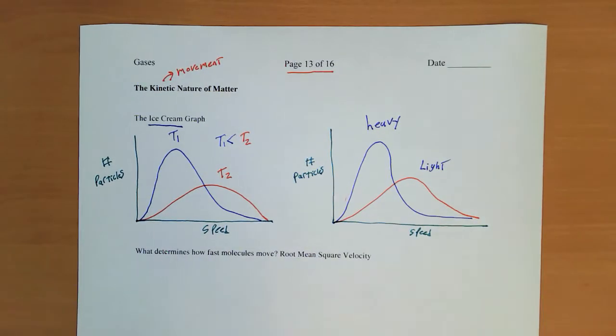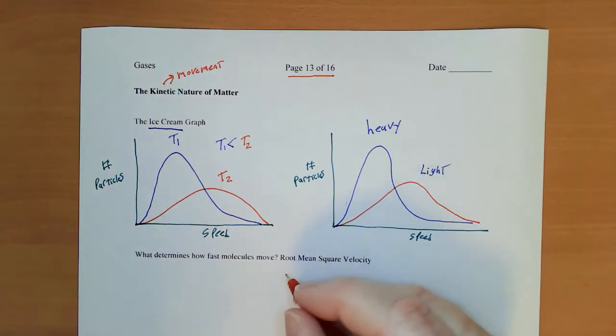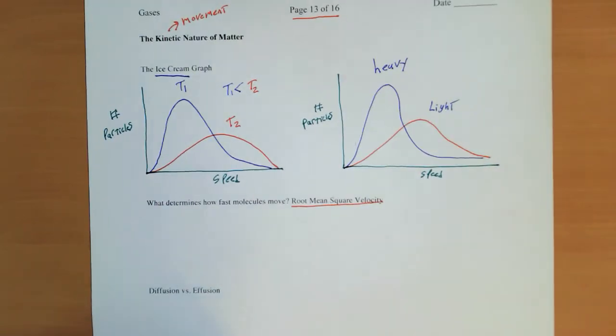Heavier molecules will, on average, move slower than the lighter molecules. Okay? I think we understand that. I think that one actually makes sense to us. Okay? And what that allows us to introduce is the concept of root mean square velocity.